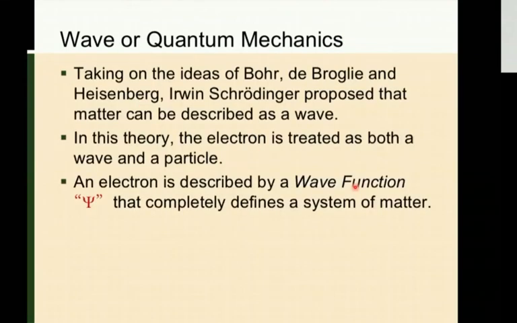So, wave or quantum mechanics. Taking the ideas of Bohr, de Broglie, and Heisenberg, Erwin Schrodinger proposed that matter can be described as a wave. In this theory, the electron is treated as both a wave and a particle, and so it has to be described by something called a wave function. This combines the wave and particle-like nature of the electron, and is given the Greek letter psi, which completely defines the system of matter.